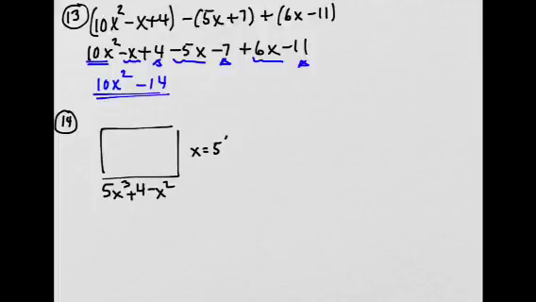Okay, so for number 14, they gave you the dimensions of the rectangle, and they ask you for the perimeter when x is 5 feet. So first of all, let's go ahead and get the perimeter in terms of x. So we know that this side is also x, and this side is 5x cubed plus 4 minus x squared, right? Because opposite sides are congruent, have the same measure.